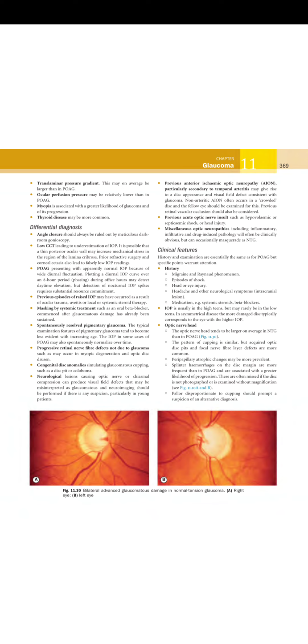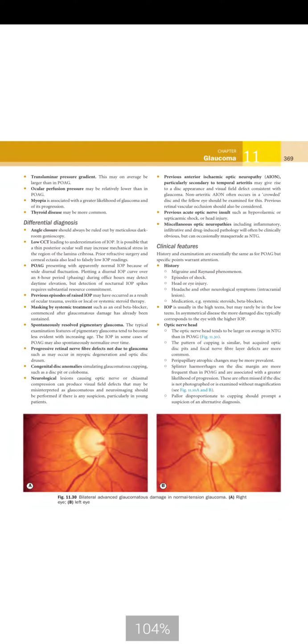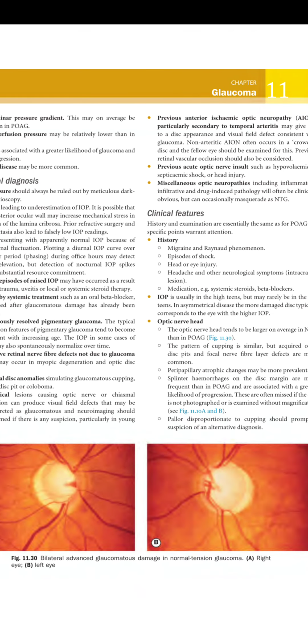So what are the clinical features of the glaucoma? This is a figure showing bilateral advanced glaucomatous damage in normal tension glaucoma. A is showing the right and B is showing the left disc. So you can see that the cupping is almost 0.9 to 1.